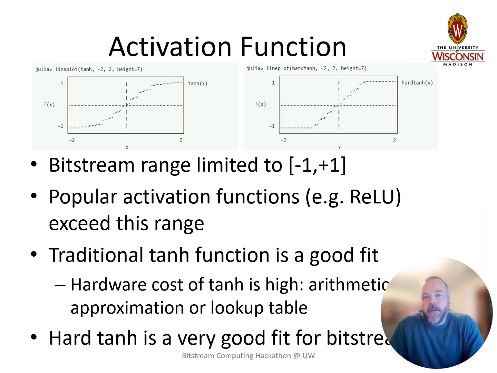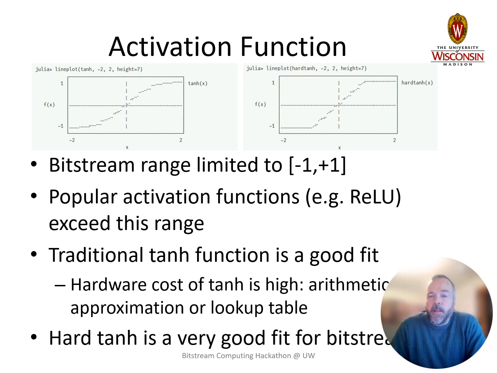Another challenge that we face when mapping neural networks to a bitstream substrate is that the activation functions that we sometimes like to use can generate values that have arbitrary ranges. For example, the ReLU function starts at 0 but can go to any positive number. However, in the bitstream substrate, we're limited to representing values between -1 and +1. So we have to choose an activation function that matches that. And it turns out the traditional tanh or hyperbolic tangent function is a good fit, because it does exactly that.